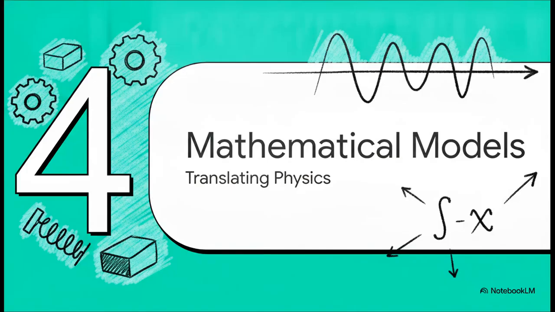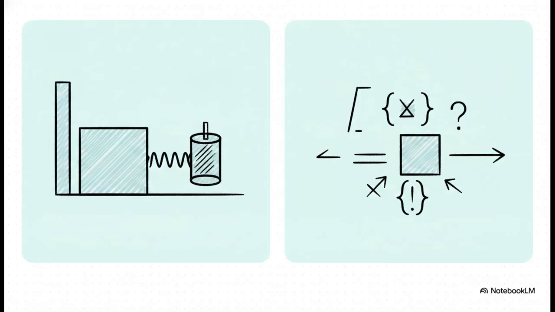This is where things get really fun. Section 4, physical to mathematical models. Let's talk about how engineers actually translate all this into math. We have to strictly distinguish between physical and mathematical models. And honestly, this transition is where the real engineering problem-solving happens.